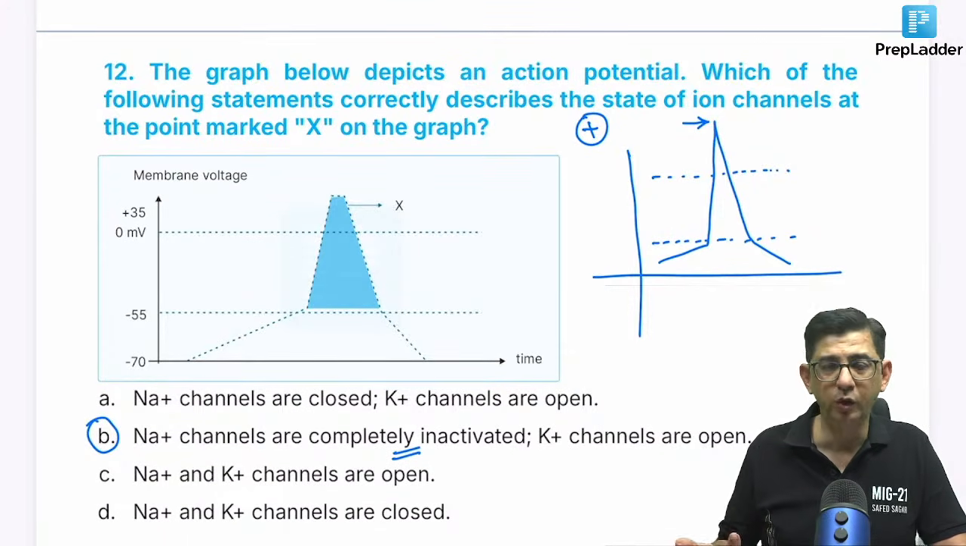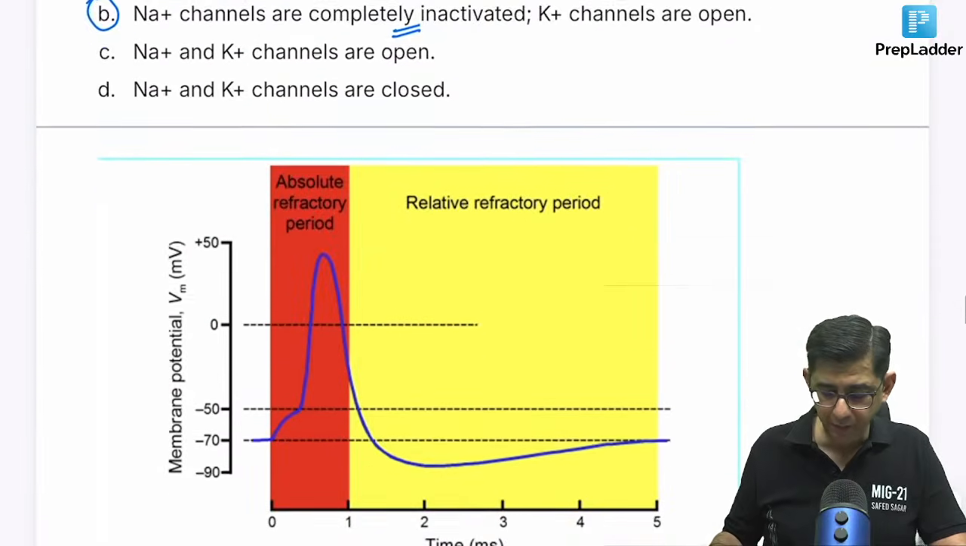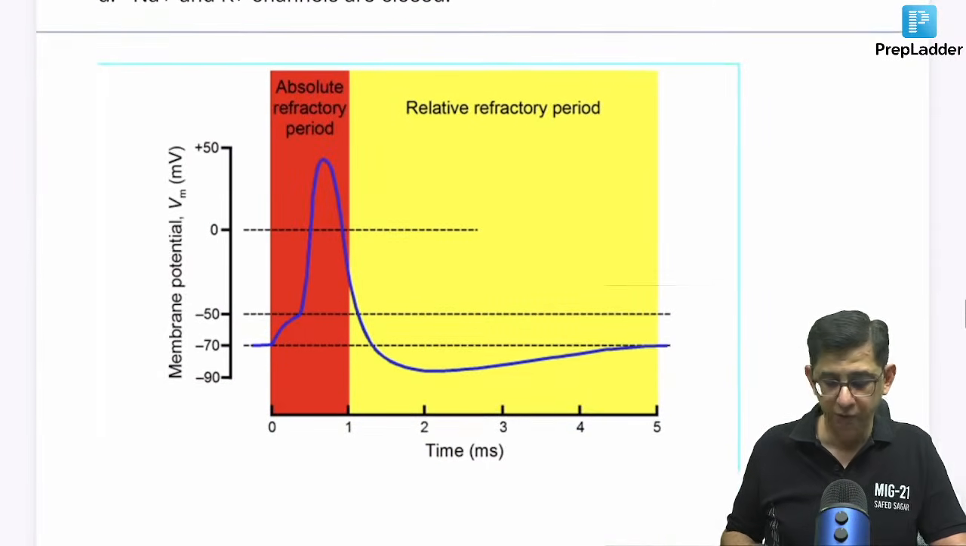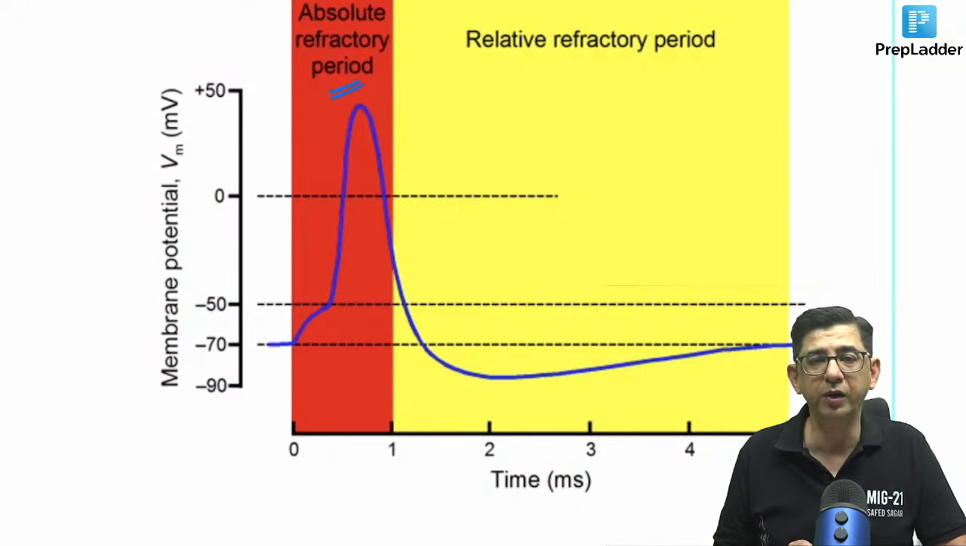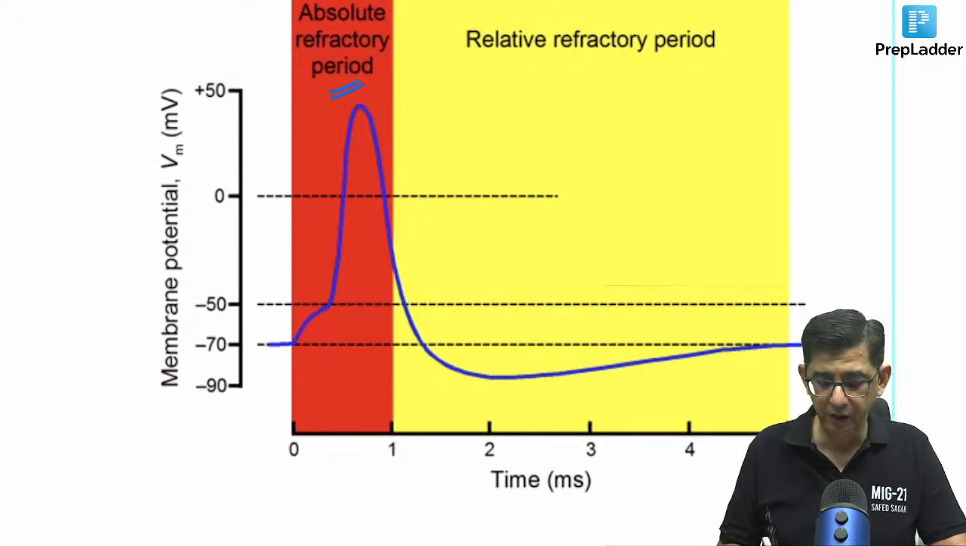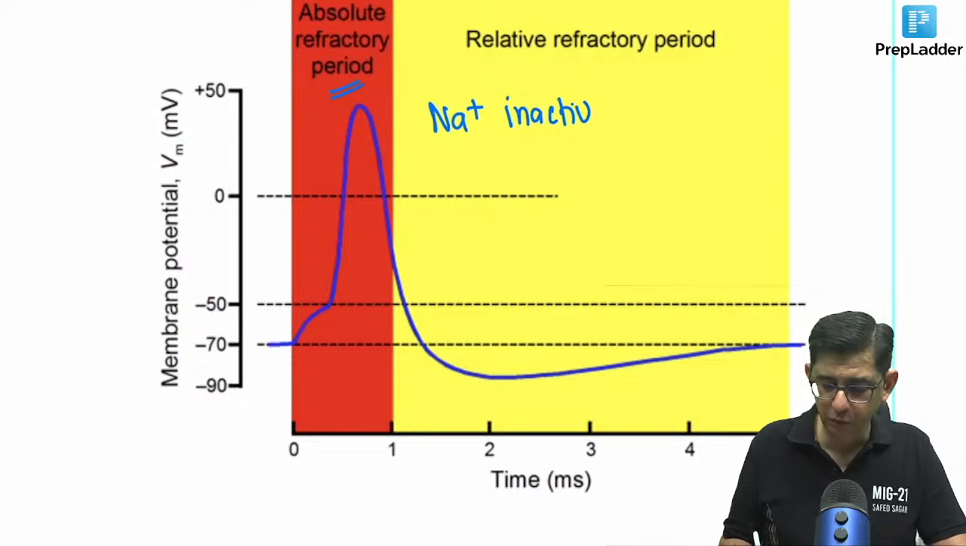I also want to draw your attention to a question that came, I think in the FMG exam, where they had put pointers like these. And you just had to select the absolute refractory period. The absolute refractory period is where the sodium channels are inactivated. If I have sodium inactivation, whatever stimulation you do, nothing is going to happen.